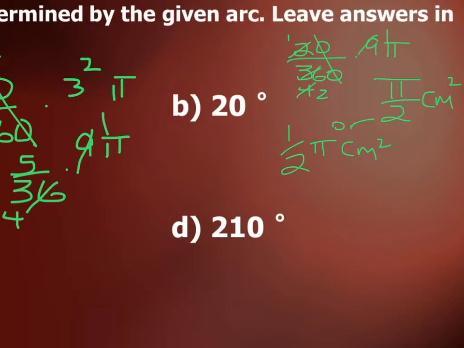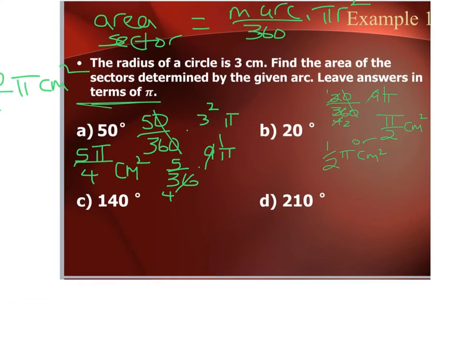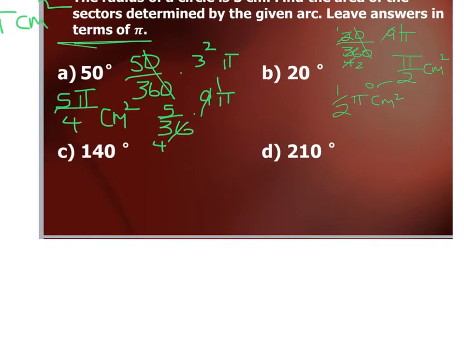Now, if you don't like simplifying diagonally, you could multiply it out. But again, we're probably not using a calculator, and then you're going to have to simplify a really huge fraction. Okay, for part C, again, I'm going to put 140 over 360, multiply it by the area, which is 3 squared pi.